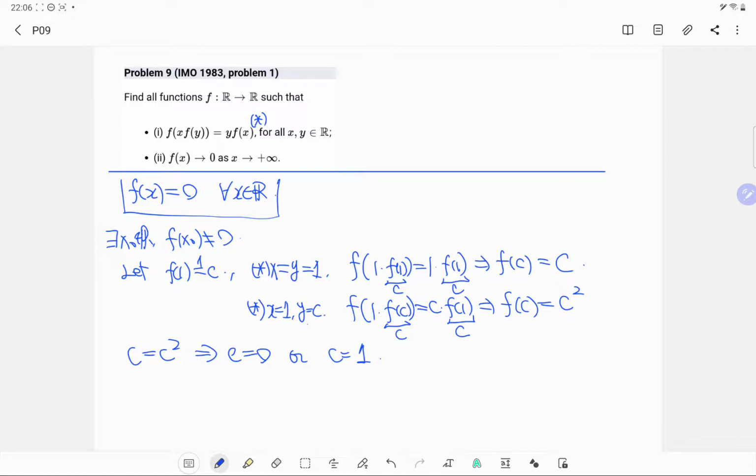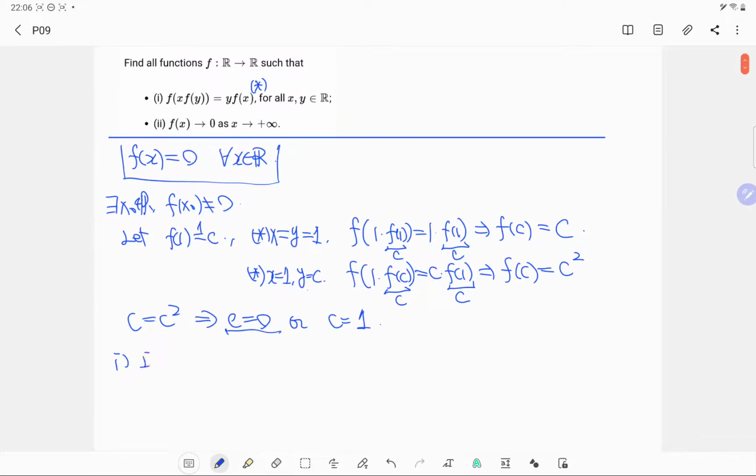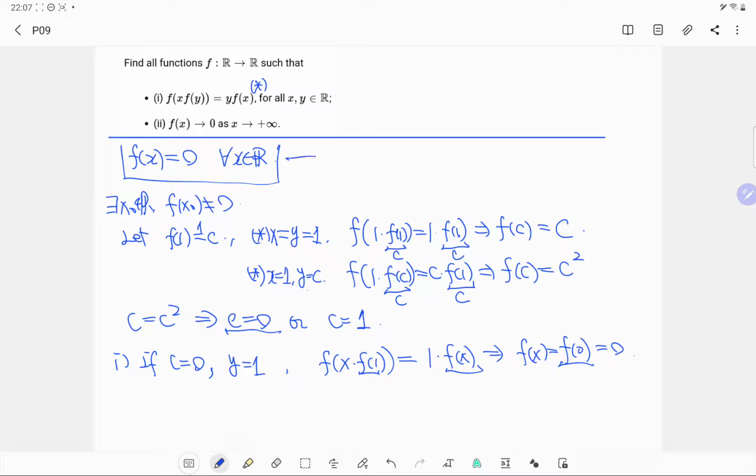So if c equals 0, we can simply plug in y to be 1. On the left side, we have f(x times f(1)), which equals 1 times f(x), which means that f(x) equals f(0), a constant function. And it will be 0, of course, because all the values of x will be the same value. Actually, we'll know that this one will be 0. So go back to this case.